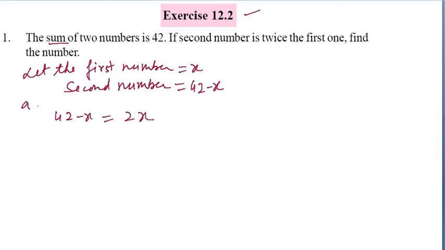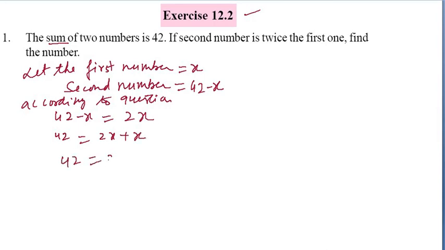So you can write here, according to the question, 42 minus x will be equal to 2x. Plus x is transferred to the right hand side, so it becomes 42 equals 3x. So you can write 3x is equal to 42. So x will be equal to 42 divided by 3. 3 ones are 3 and 3 ones are 3, 3 fours are 12. So x will be 14.